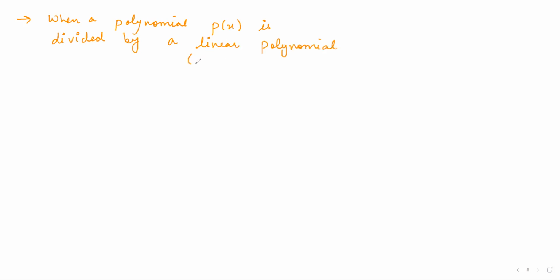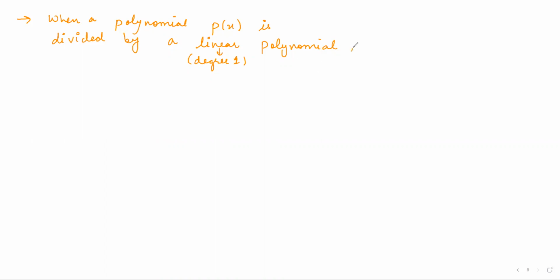Now let us come to polynomials. This is not the statement of the theorem, I'm just writing that when a polynomial p(x) is divided by a linear polynomial, right? Linear means degree 1. Got it? Degree 1 polynomial.